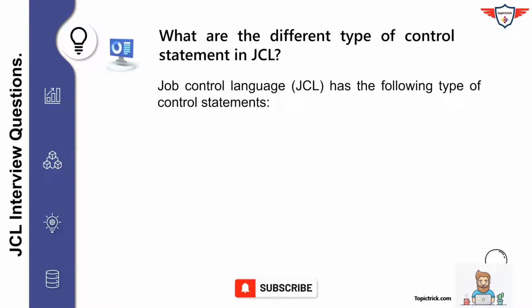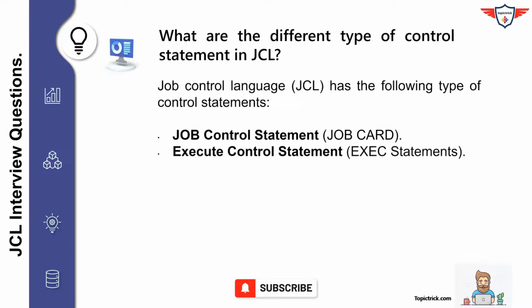What are the different types of control statements in JCL? Job Control Language, JCL, has the following types of control statements. First one is the job control statement, that is, the job card. Second one is the execute control statement, that is, EXEC statements. Third one is DD control statements, that is, DD statements.